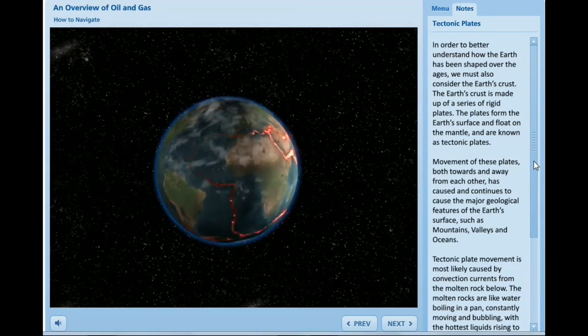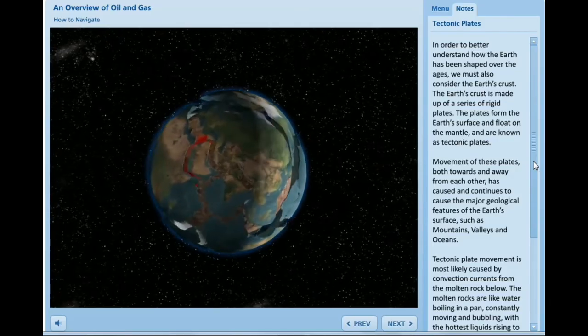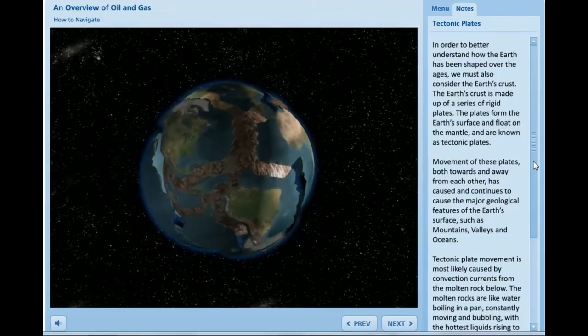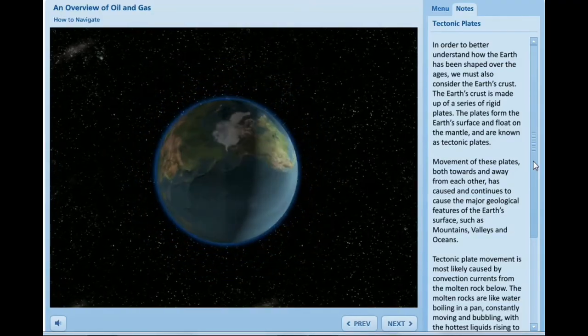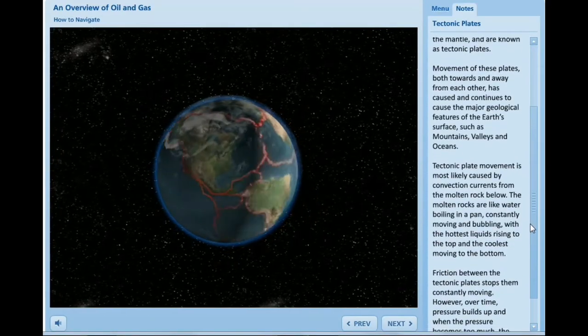In order to better understand how the Earth has been shaped over the ages, we must also consider the Earth's crust. The Earth's crust is made up of a series of rigid plates. The plates form the Earth's surface and float on the mantle, and are known as tectonic plates.